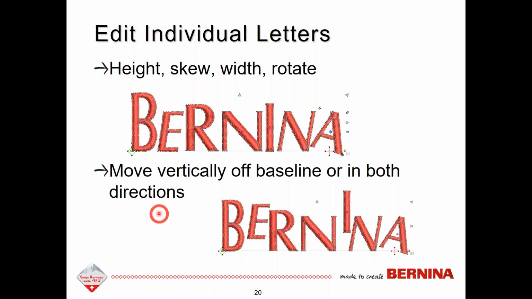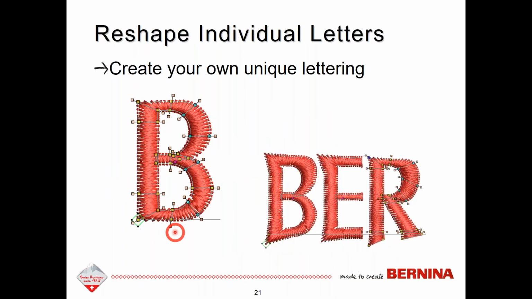You can also move letters off the baseline in one direction or in both directions. One other thing that you can do with lettering is reshape individual letters, and you can create your own unique style of lettering this way. You access all the digitized points that were used to digitize this letter, and then you can pull on some of those points and create some unique styles of lettering.